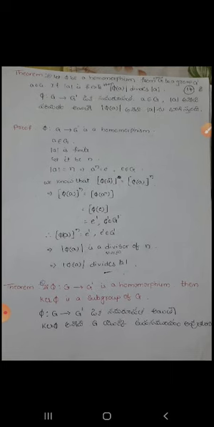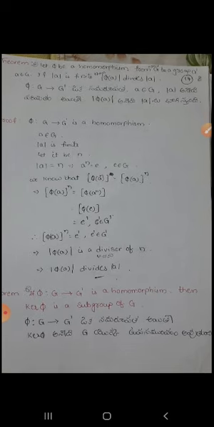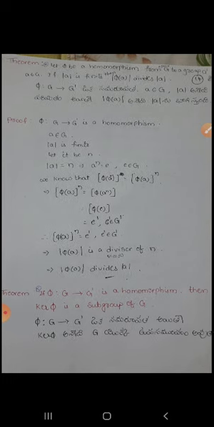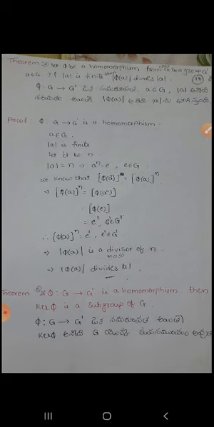Next theorem. Let phi be a homomorphism from a group G to a group G dash. A belongs to G. If order of a is finite, then order of phi of a divides order of a. So proof: phi maps G to G dash is a homomorphism. A belongs to G. Order of a is finite.